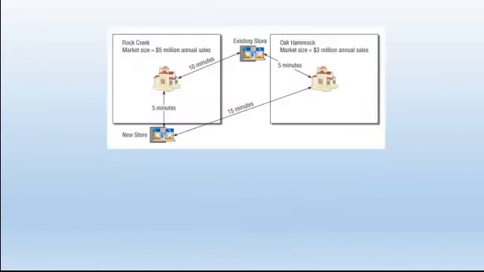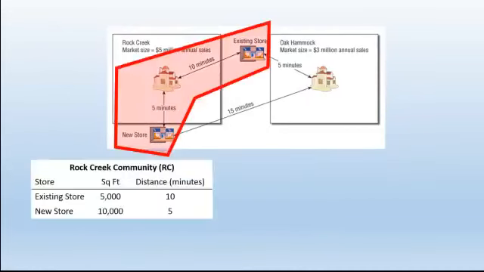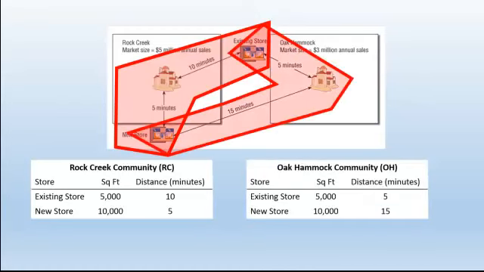So let's look at two examples, Rock Creek and Oak Hammock. Rock Creek has $5 million in annual sales. It's 10 minutes from the existing store, and it's 5 minutes from the new store. Oak Hammock is closer to the existing store, so it's only 5 minutes, but it's 15 minutes to the new store, and it has $3 million in annual sales.